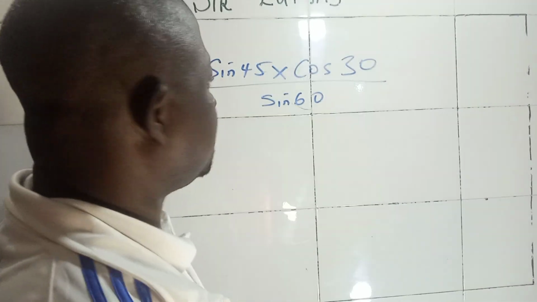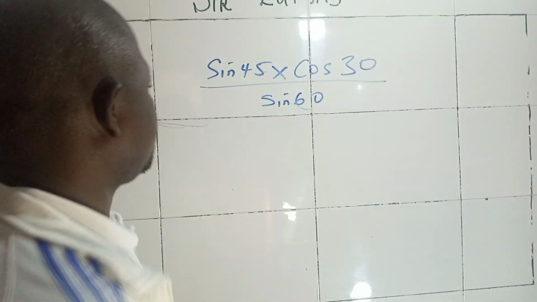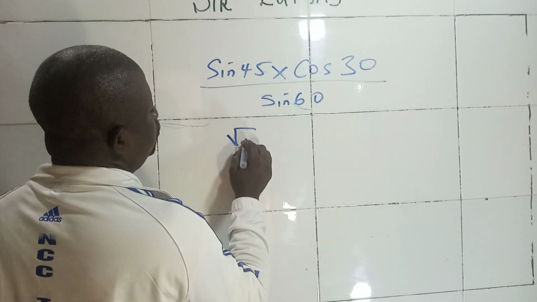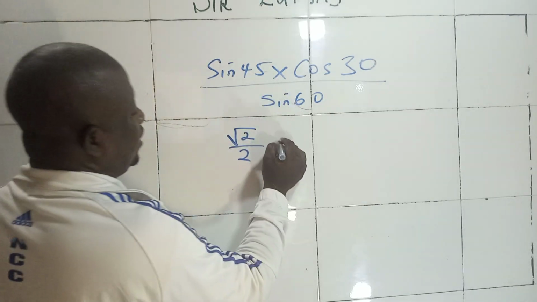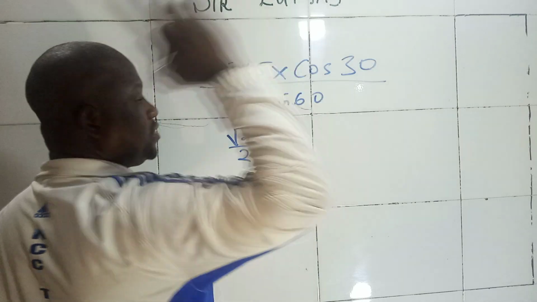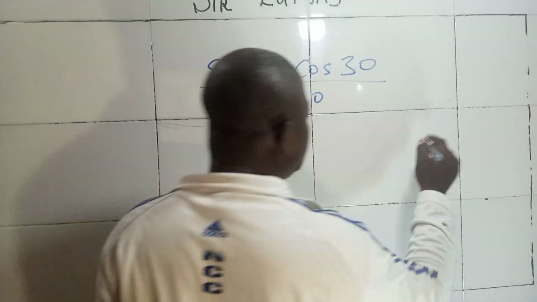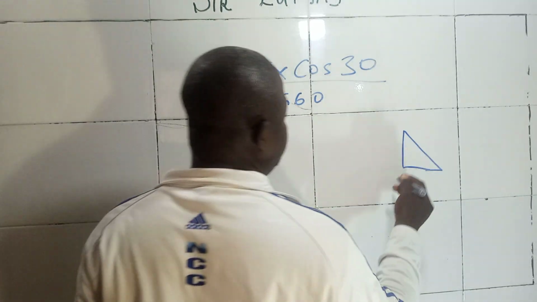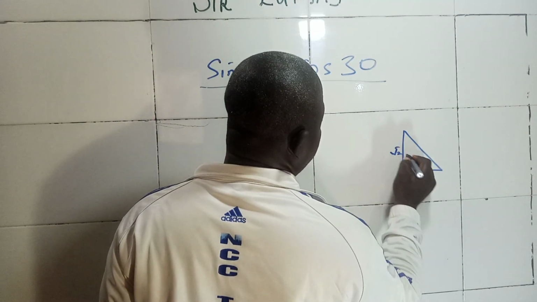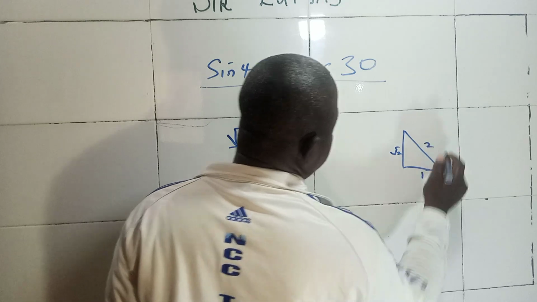The question is, what is sine 45? From that question, we know that sine 45 is root 2 all over 2. Then times, what is cos 30? If you can't remember, just quickly draw the triangle, because me, I don't cram it. I always draw. So I remember that this is root 2, this is 1, and this is 2.